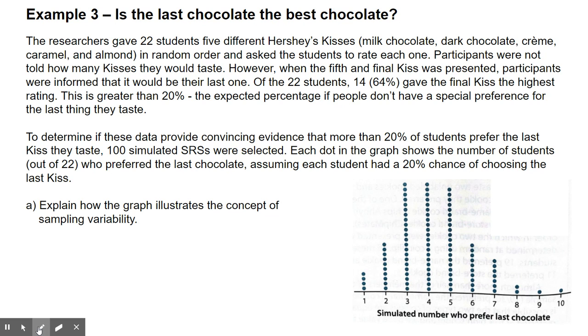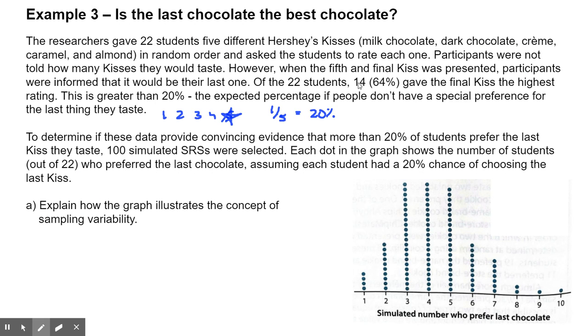So let's talk about a couple things. We're doing this experiment with 5 Hershey Kisses, and we're seeing, does the last one mean something? When I give you Hershey Kiss 1, 2, 3, 4, 5, do you think that last one tastes the best because it's the last one on your palate? Or is there no real preference? If there was no real preference, then each of them would have a 1 out of 5 chance of being picked as the favorite. And that is where the 20% comes from.